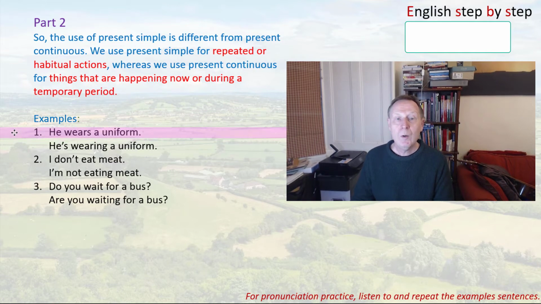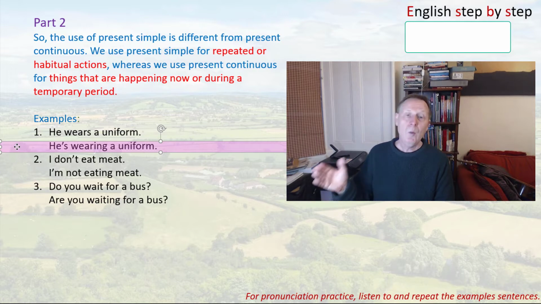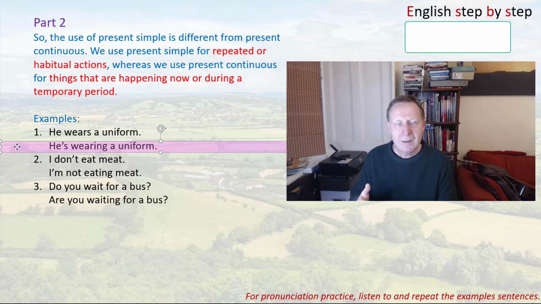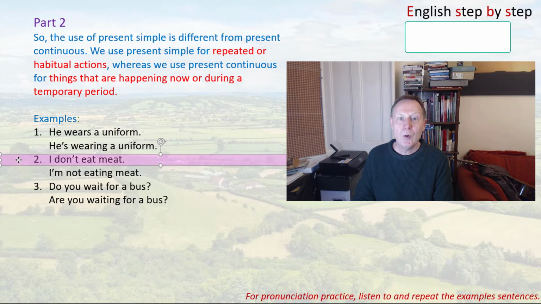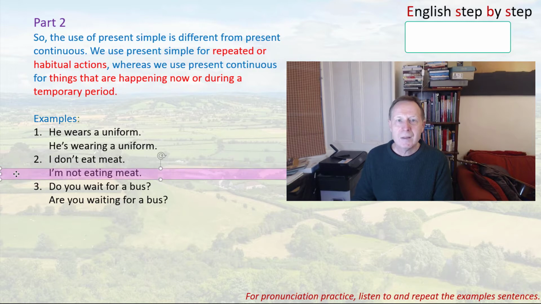He wears a uniform. He's wearing a uniform. Well, what's the difference? He wears a uniform. That means it's something that happens, it's a repeated action. He's wearing a uniform. That means now, at the moment, he's wearing a uniform. I don't eat meat. Now, that's something that is always true, long term. I'm not eating meat. Well, that just refers to now, at the moment.